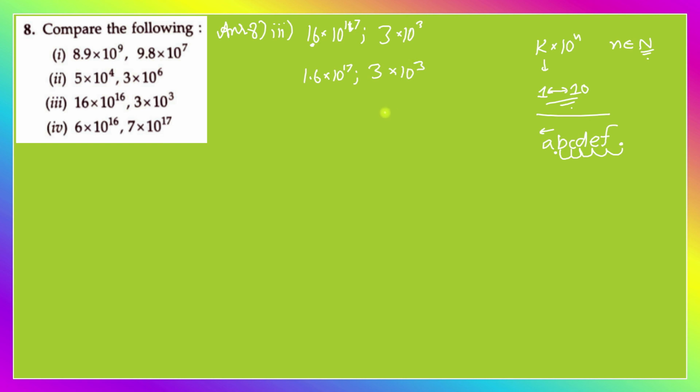Now the comparison is very easy. Compare the exponents. As 17 is greater than 3, 16 into 10 to the power 16 will be greater than 3 into 10 to the power 3. For the rest of the parts you don't even have to convert into standard notation, as the others are already converted. So just compare the exponents of 10 and you will get the answer very easily.